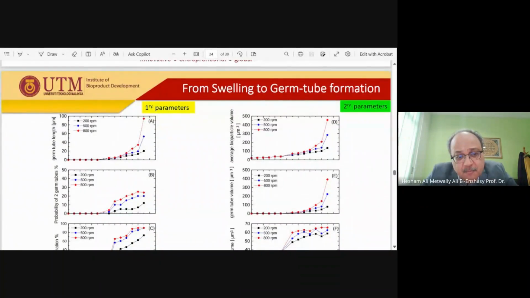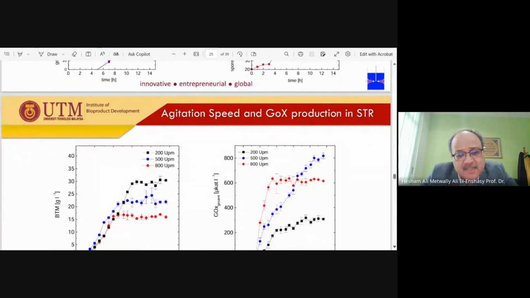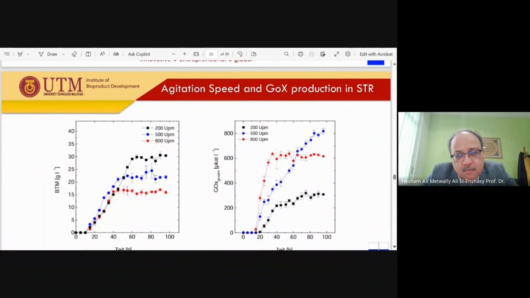The same holds for the probability of having two germ tubes. And the germ tube volume is also increased as well. It means I figure out here that 800 RPM agitation affects the kinetics of germination, swelling, and germ tube formation. But what about the production? We find the best production at 500 RPM.